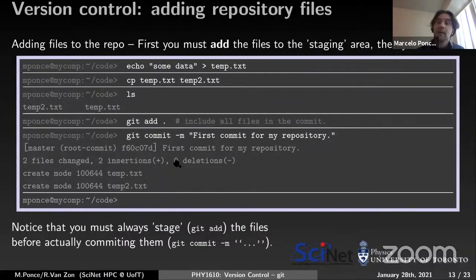If everything goes well, after you issue the git commit command, Git will respond with some messages basically specifying what happened. My message here, which goes again between quotation marks, says first commit for my repository. That's the message that is being repeated. And then how many files were added? In this case, there were two files changed because we added them with two insertions, and we didn't delete any file. And this is the name of the files and then some particular details for Git.